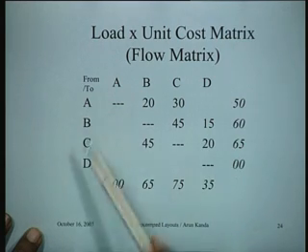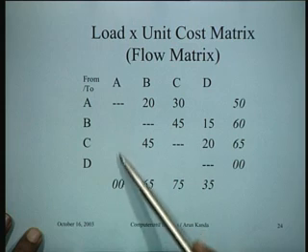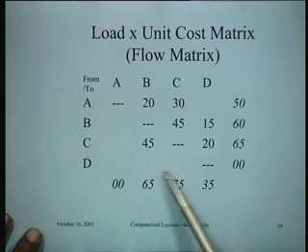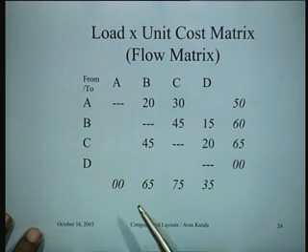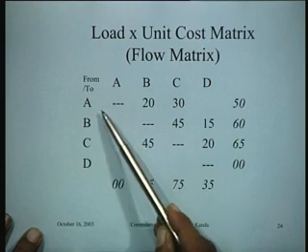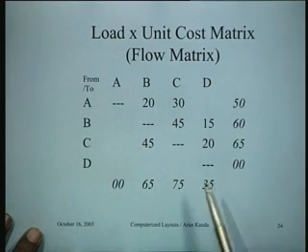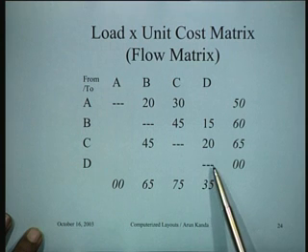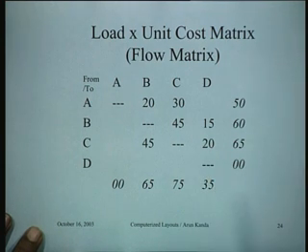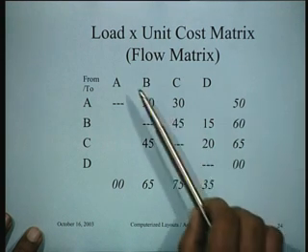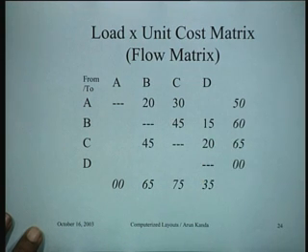So basically, in this problem, A is your raw material store and D is your finished goods store. Everything starts from A, so there is a movement from A, and there is no movement to it, that's it. And as far as D is concerned, everything settles down in D for further transportation to customers. So this matrix is called the flow matrix.